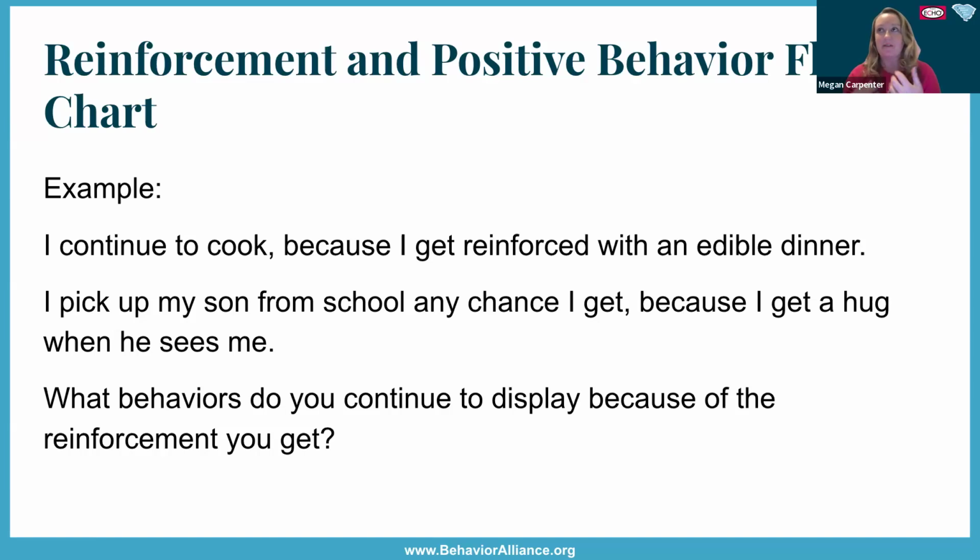So when you think about the behaviors that you display and why you continue to display them, go ahead and list that in the chat, or you can unmute and share. What behaviors do you continue to display because of the reinforcement you get?